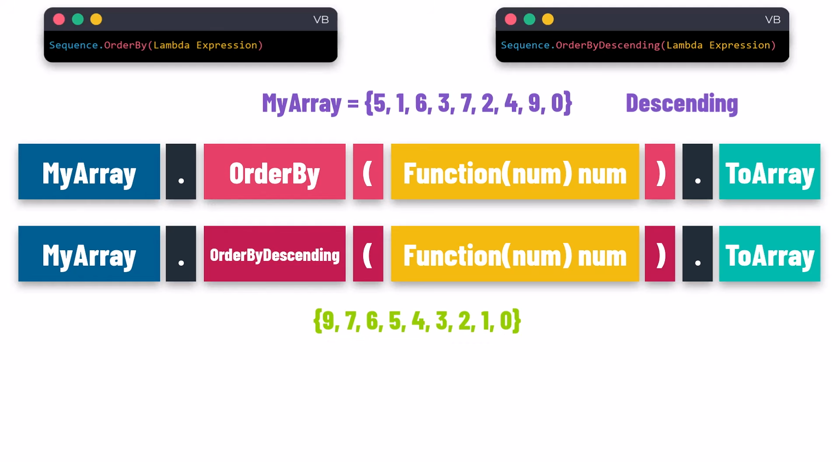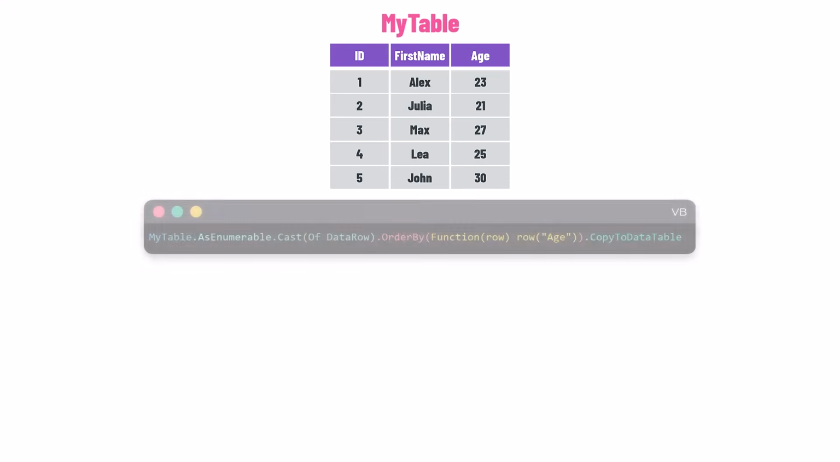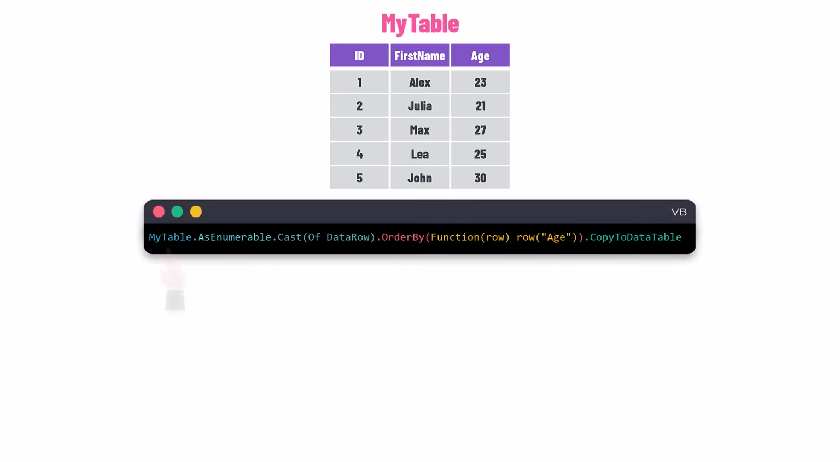Let's check another example for a data table. Suppose I have the following table, which contains these three columns. I want to sort the table in ascending order. The table should be sorted using the column age. The query will be as following. First I use the table variable with the function AsEnumerable and Cast. In this way I am converting the rows of the table to an enumerable row collection. This will be the sequence I want to sort.